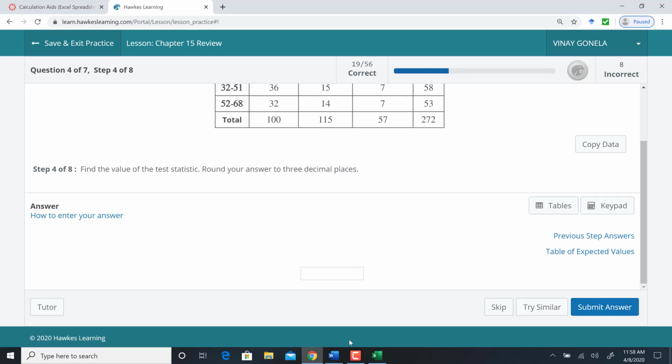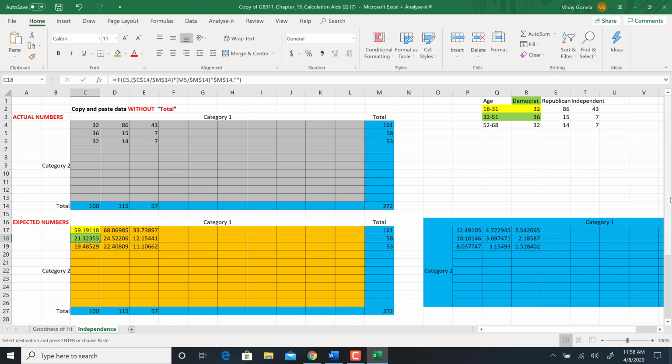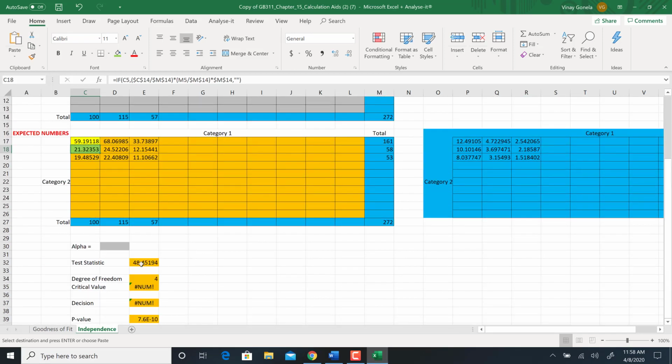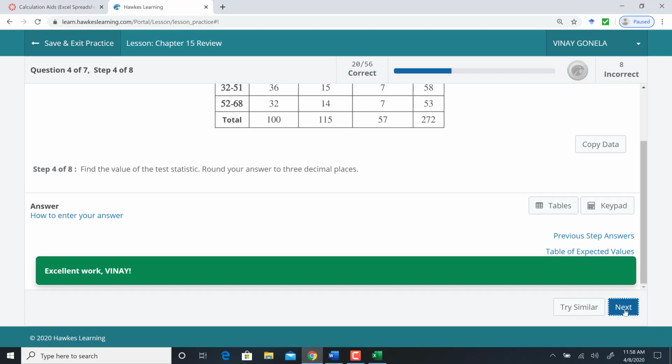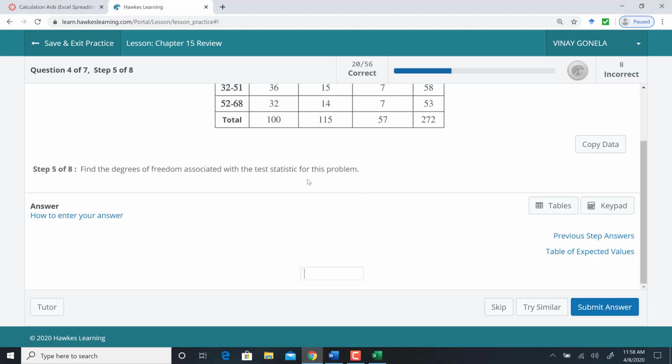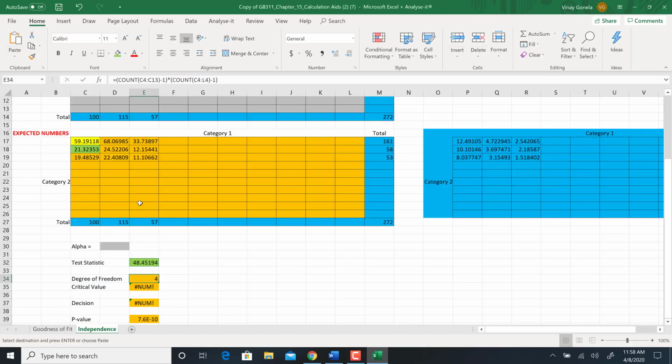Find the value of the test statistic. So again I will go down and look for the test statistic. Our test statistic is 48.45. So I will copy and paste it here, and find the degrees of freedom associated with the test statistic. I'm looking at degrees of freedom, so that will be 4.